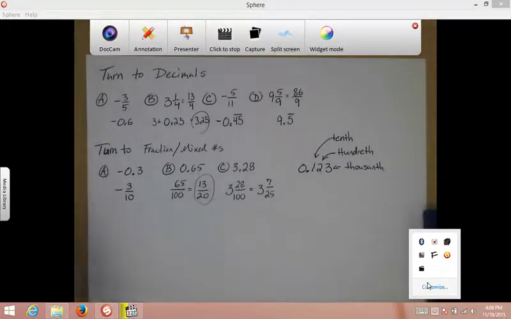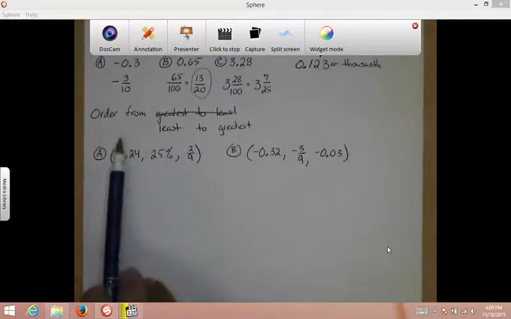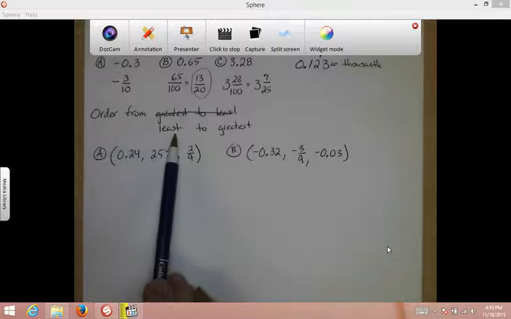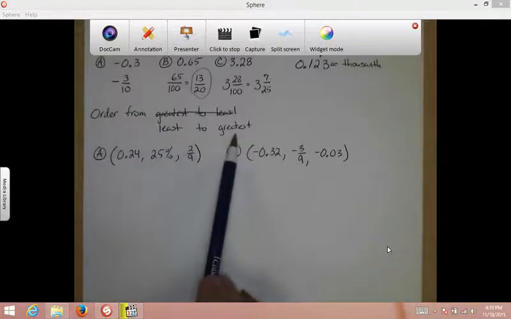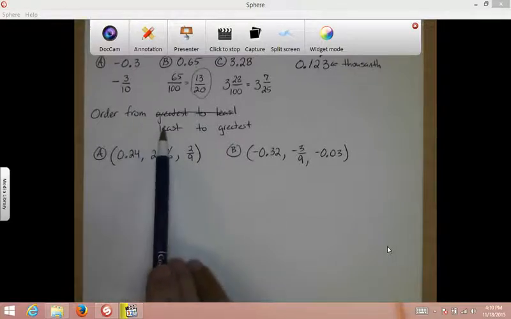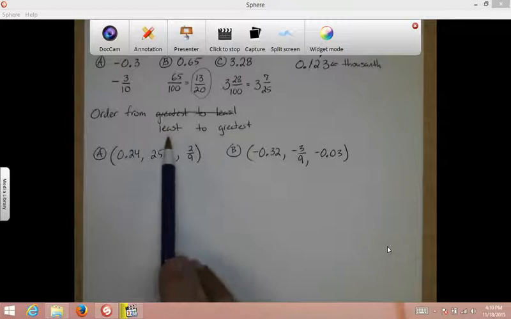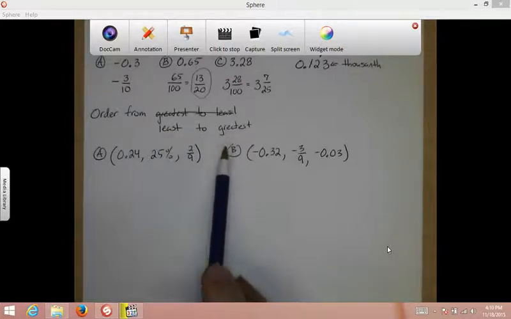So the next problems that we're going to do are ordering from greatest to least. So let me get some problems up here. Okay, so here's some problems, and actually we'll order this from least to greatest. I believe that's what your book used, and that's what most of your test questions are going to be like, but definitely make sure you read it. If it says greatest to least, do that. If it says least to greatest, do that. On the test, I'll have least to greatest.